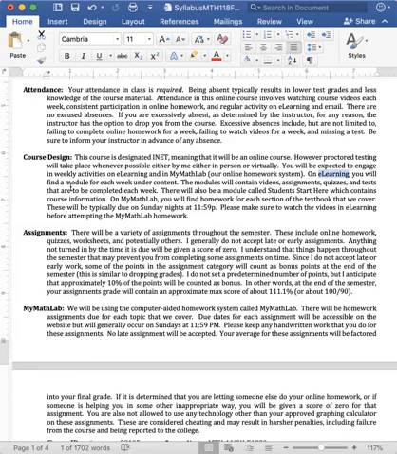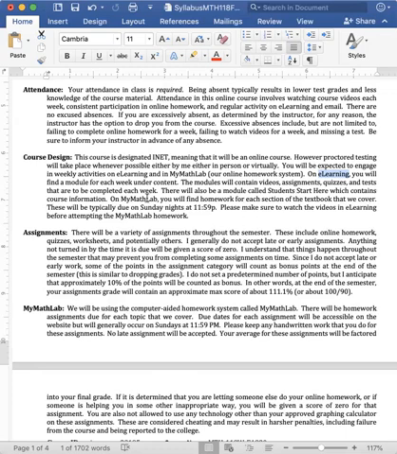There will also be a module called Students Start Here. This is a very important module. It does contain this document, the course syllabus, along with some introductory videos and other material that you are going to need to access. So the Students Start Here module is a very important one that you may end up coming back to later on.